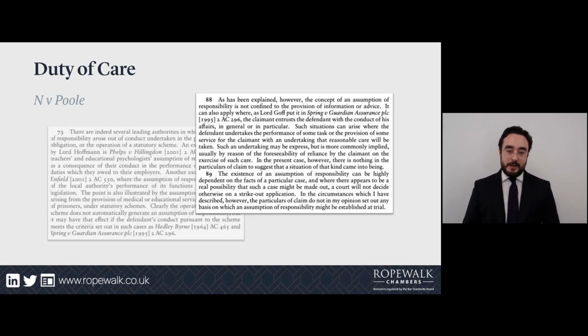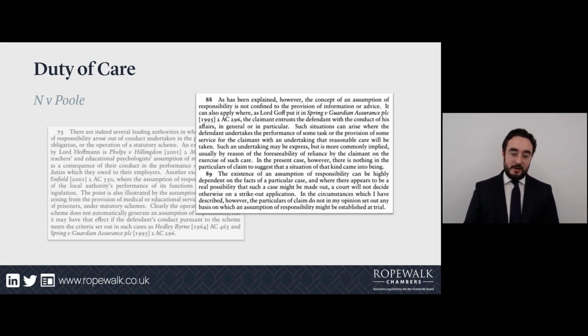Made the point then that it isn't just cases in relation to information or advice. You can have situations where the defendant undertakes the performance of some task or the provision of some service to the claimant, and there's an undertaking that reasonable care will be taken in the provision of that service or in the performance of that task. So the existence of or the assumption of responsibility can arise, but it didn't arise in Poole.